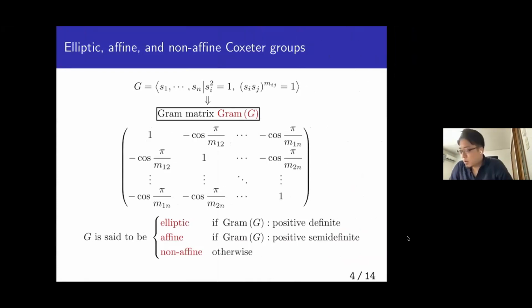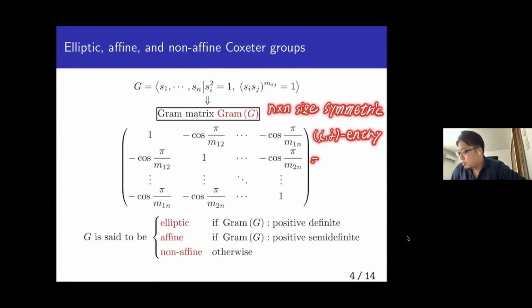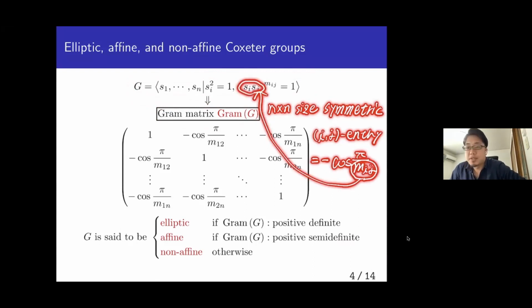Another object related to the Coxeter group G is called the Gram matrix. The Gram matrix is also an n by n symmetric matrix, and the ij entry is defined to be minus cosine of pi over Mij. Here, of course, Mij is the order of the product of Si and Sj.